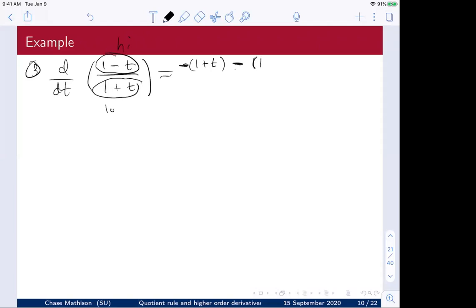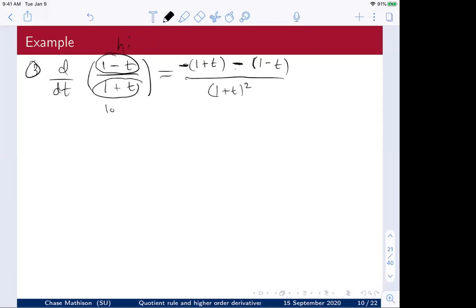All right, so there's low d high minus high d low. Well, high is 1 minus t. And d low, what's the derivative of 1 plus t with respect to t? 1. Positive 1, perfect. So minus that, and then over the square of what's below. So over 1 plus t squared.